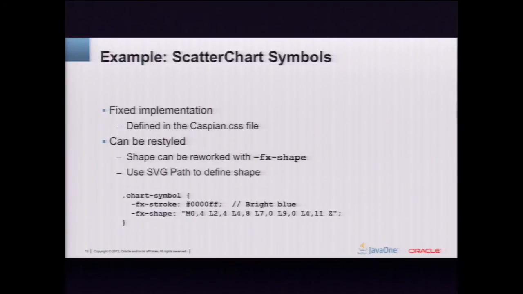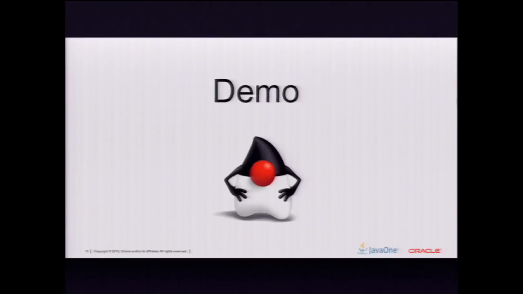So here what we can do is say chart symbol, we're going to set it to be bright blue, and then the shape that we're going to use, we define a move to 0,4, a line to 2,4, line to 4,8, line to 7,0, line to 9,0, line to 4,11, and then that stops. We'll see how that works in a moment, because what I'm going to do now is switch to a demo.